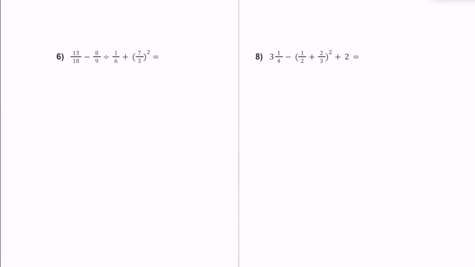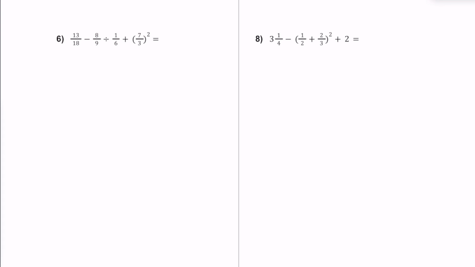All right, let's check out number 6. For number 6, out of these different operations, we should start with the power here. So on the side here, I'm just going to write it out.